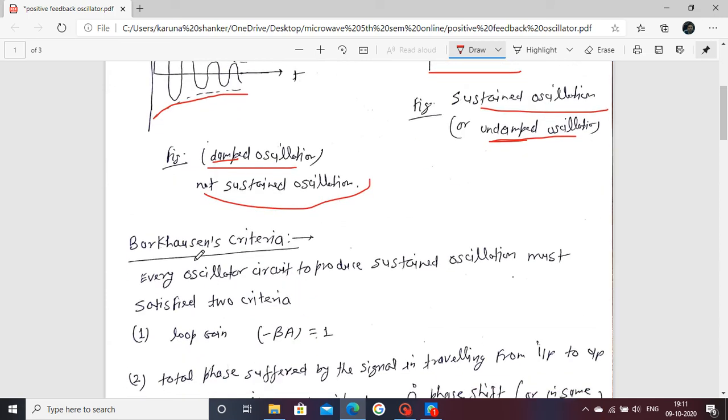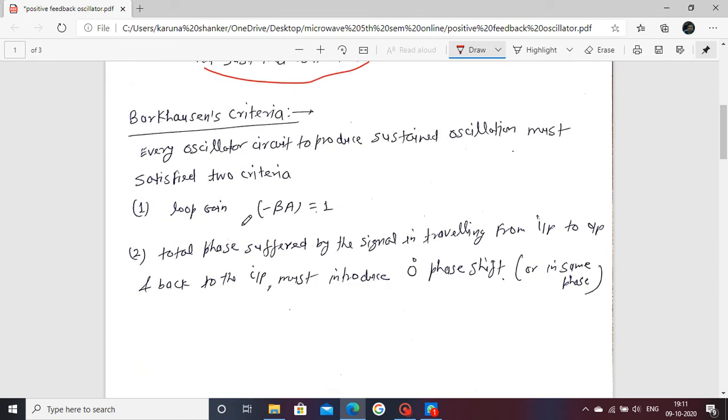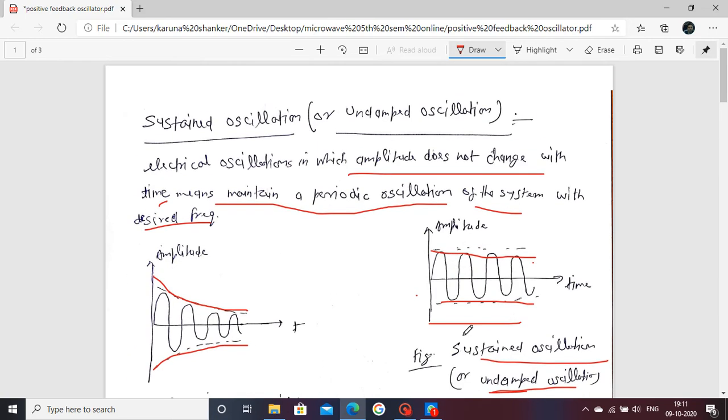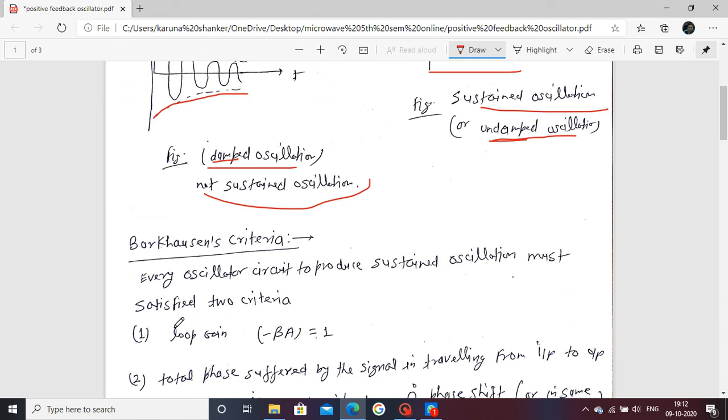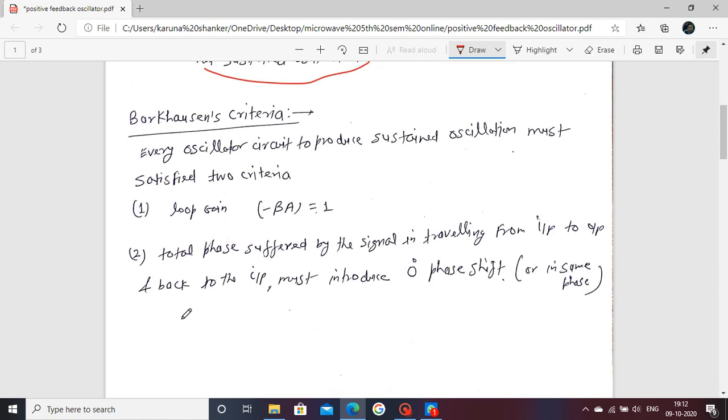Now look at the Barkhausen criteria. There are two criteria. If any oscillatory circuit follows them, then the output produced is a sustained oscillation. If these criteria are not followed, then you are not producing a sustained oscillation. The first criterion is loop gain, which means beta A is equal to unity. This is your first Barkhausen criterion.